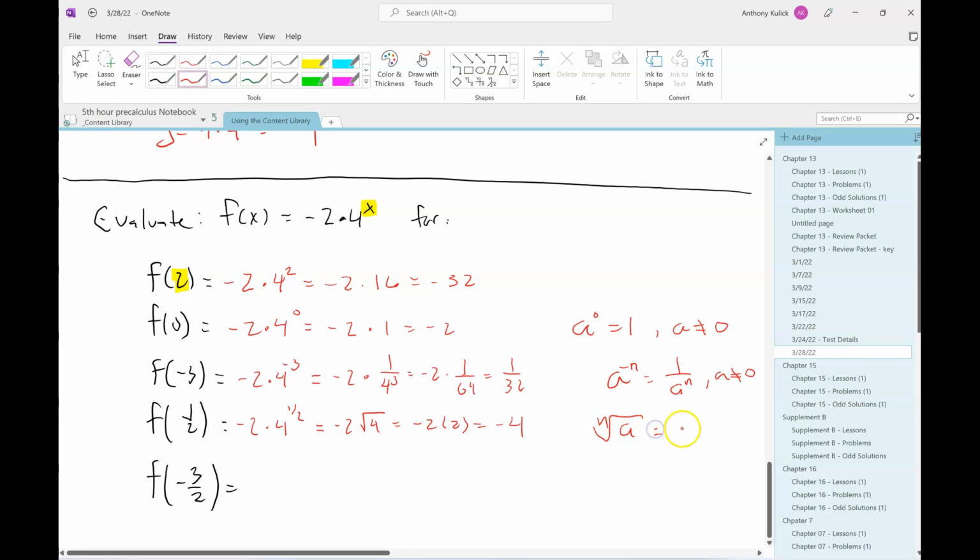So the nth root of a is just going to be a to the 1 over n. Does that help that we're kind of refreshing some of these exponent properties? It's easy to forget these things. Although you shouldn't forget them, especially if you have to take an ACT in the coming weeks. Of course. Okay, last example here.